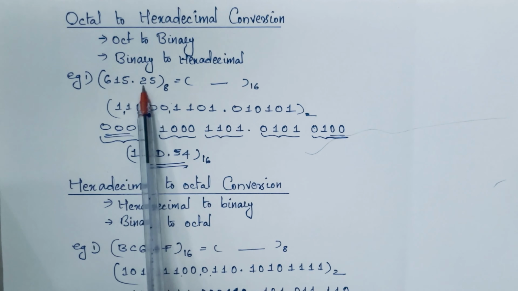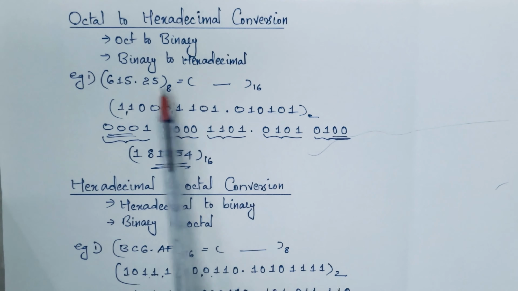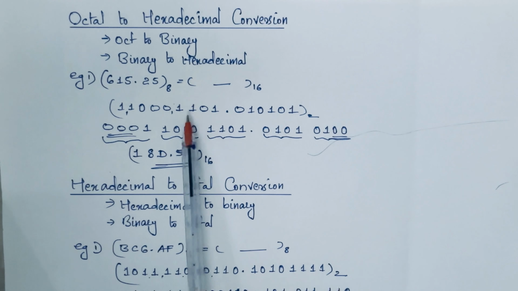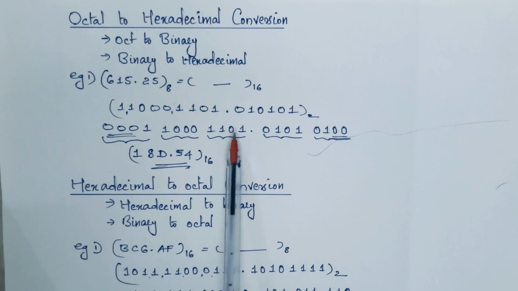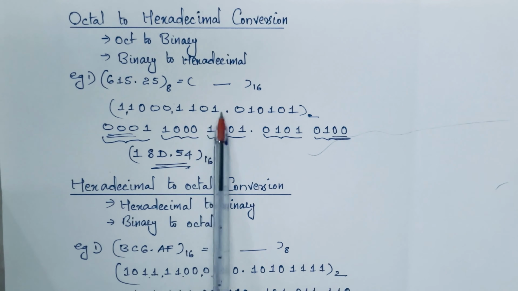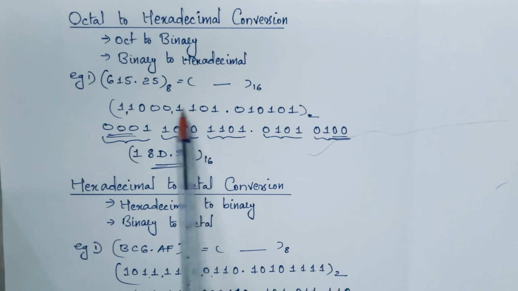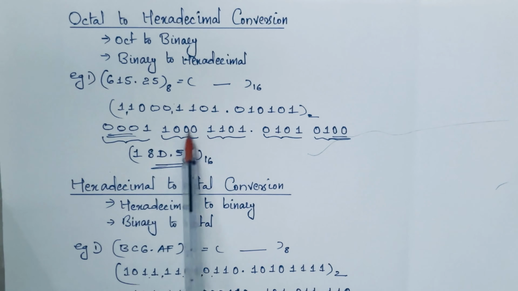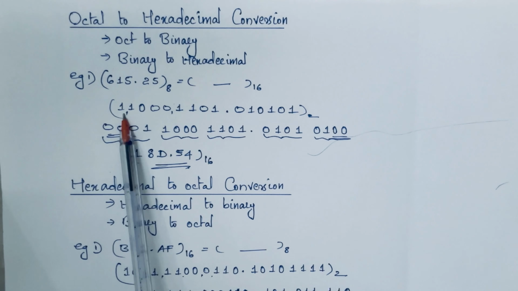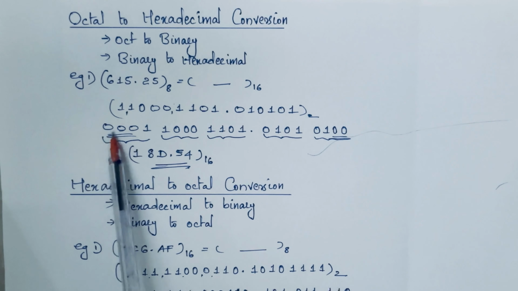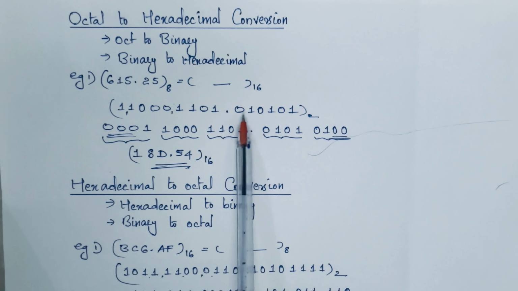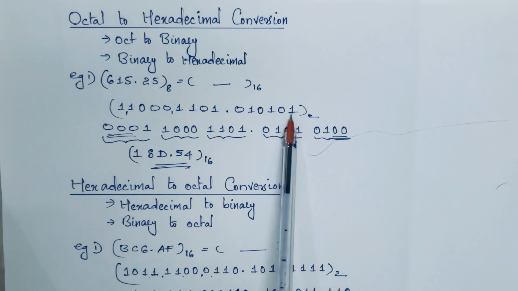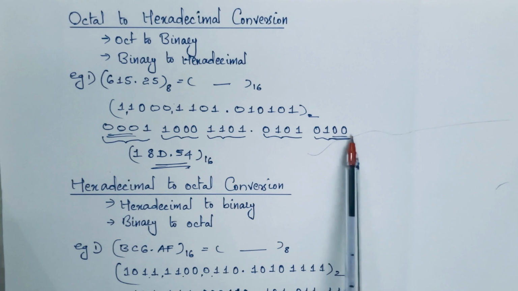Point. Next number is 2. For 2, the 3-bit combination is 010. And for 5, the 3-bit combination is 101. So we converted this octal to binary. The next step is we need to convert this binary to hexadecimal by grouping into 4 bits. Before the binary point, starting from here, 1101, then we have 0001. Then only one bit is left, so to make it a group of 4 bits, we are adding 3 zeros. After the binary point, the first group is 0101. Then only 2 bits are left, 0 1, and we are adding 2 more zeros to make it a group of 4 bits.